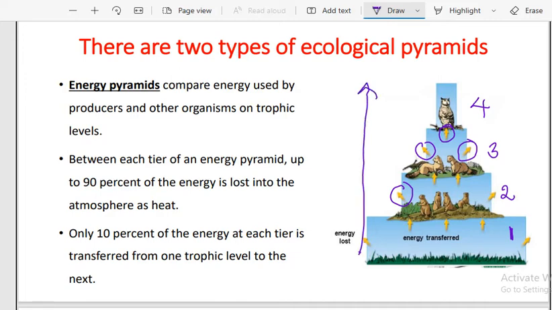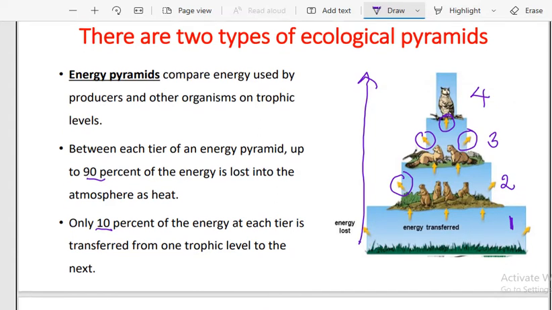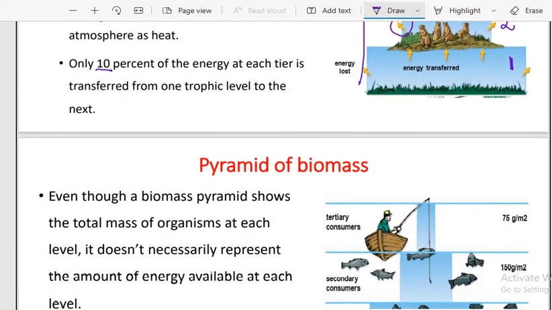So the energy pyramid compares energy used by producers and other organisms on trophic levels, and between each tier of an energy pyramid, up to 90% of the energy is lost. So when 90% is lost, only 10% of that energy is transferred to the next tier, or the next organism in that trophic level. So in your syllabus, you should look at the pyramid of energy.